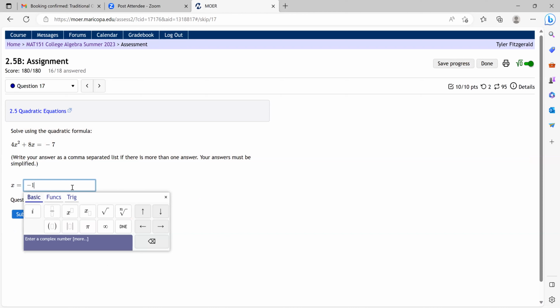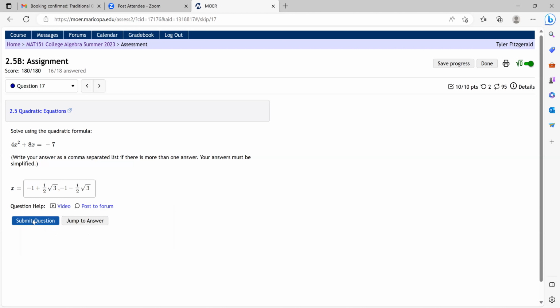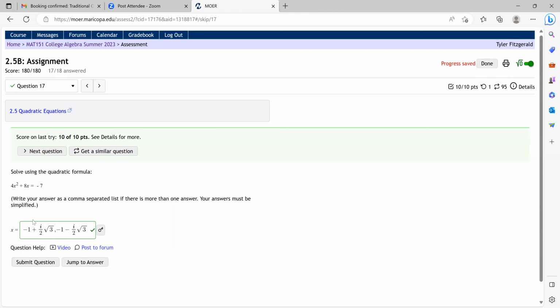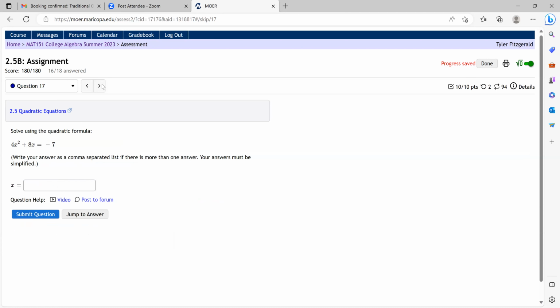-1 plus i over 2 square root of 3, and then comma, -1 minus i over 2 square root of 3. Okay. Take two. Bada bing, man. Ah, dude, that is such a relief. Good. It's just gonna keep cycling through that one.